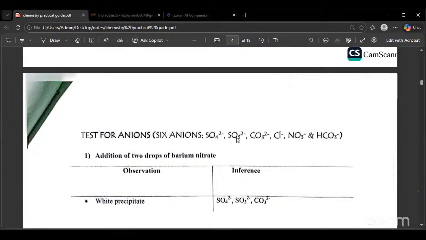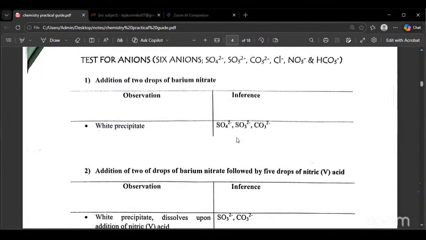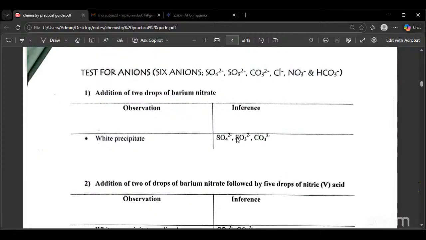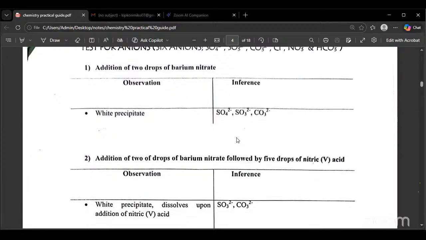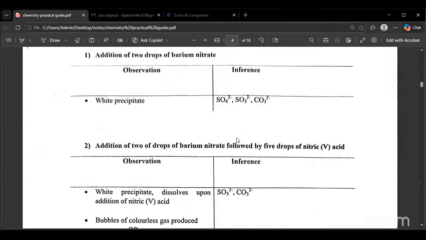Now, we proceed. If you are given, followed by 5 drops of nitric acid, this one changes everything. And this is normally a question that is there. So number 2, you add 2 drops of barium nitrate. It will form a white precipitate which dissolves on addition of nitric acid. If it dissolves, you say it can dissolve the sulfite and carbonate, but it will not dissolve the sulfate ion.